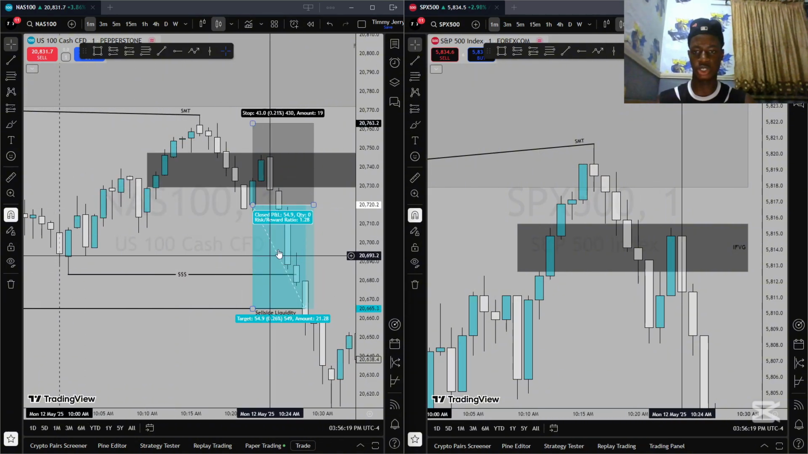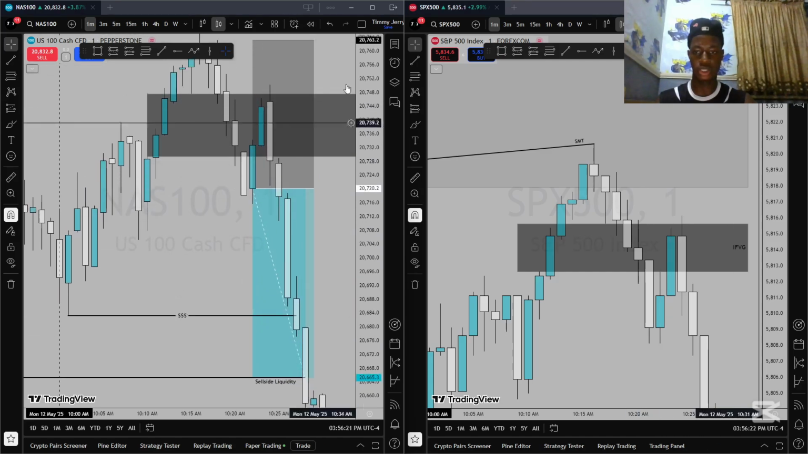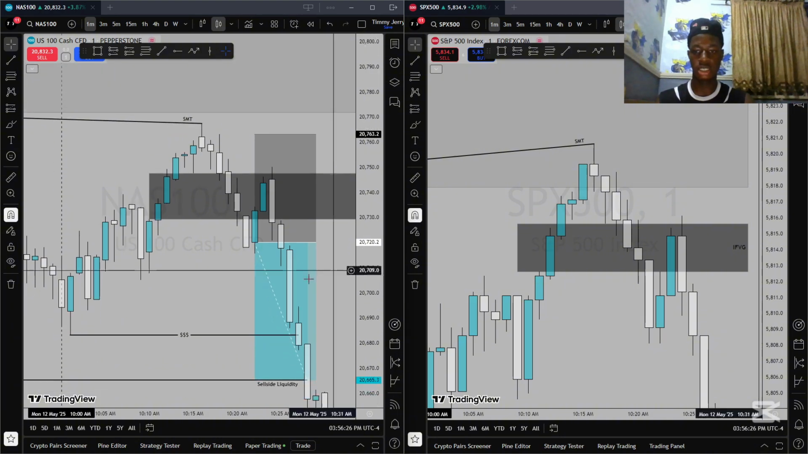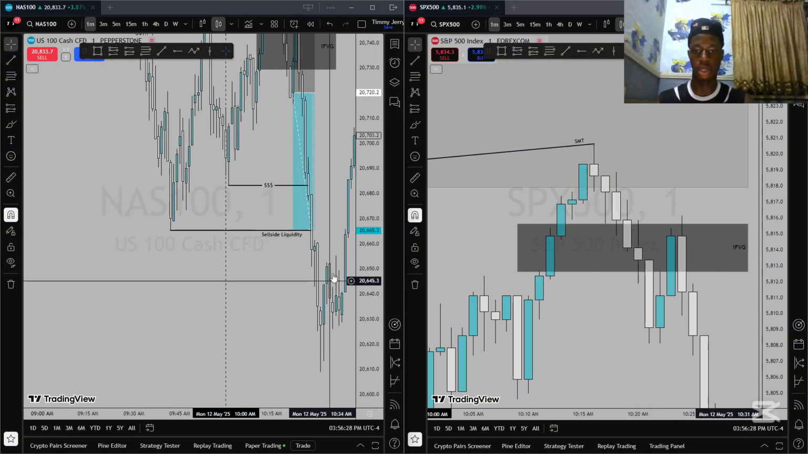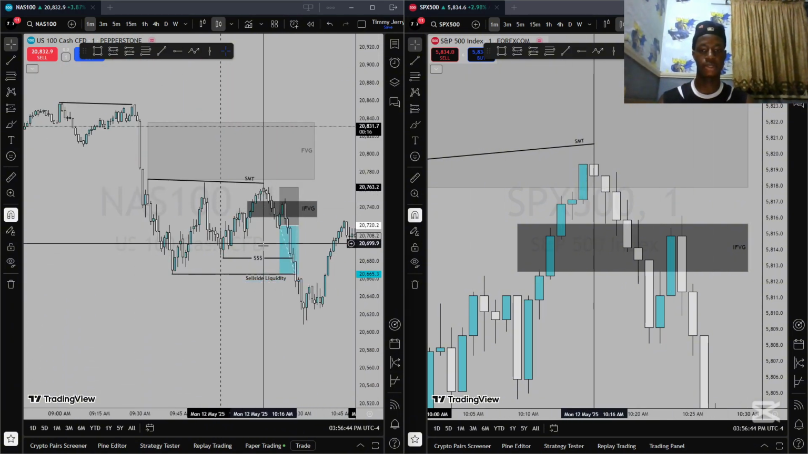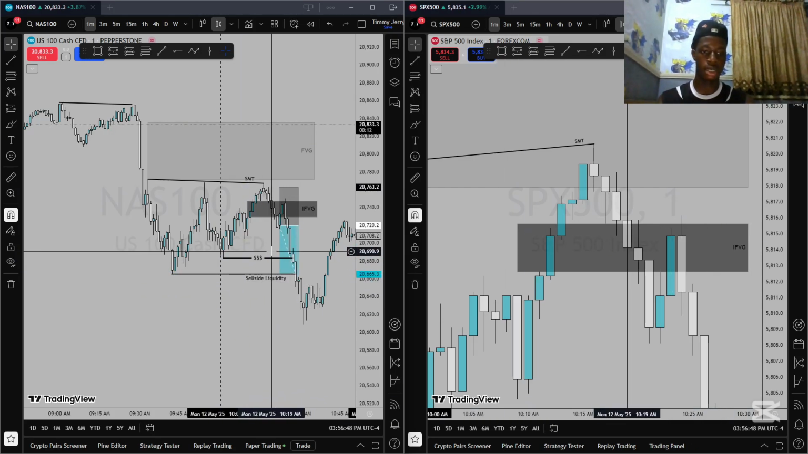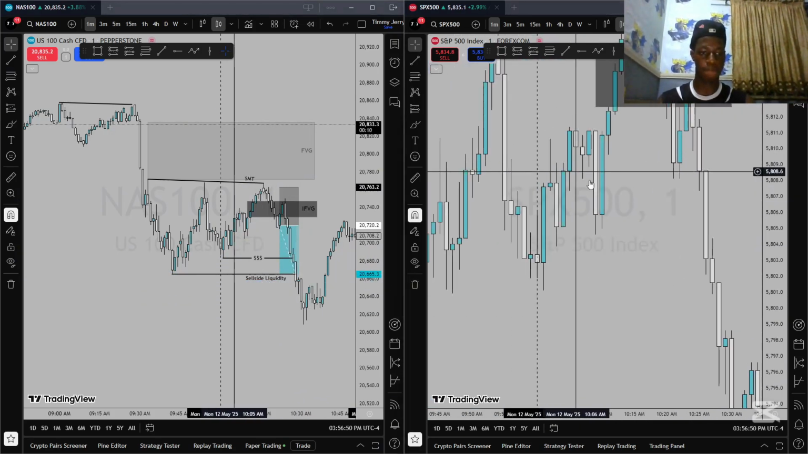And as you can see, price just retraced back up to tap into this 1 minute fair value gap and instantly started to drop. So yeah, that was literally today's trade I feel like I would have taken. And hopefully tomorrow I take a trade.